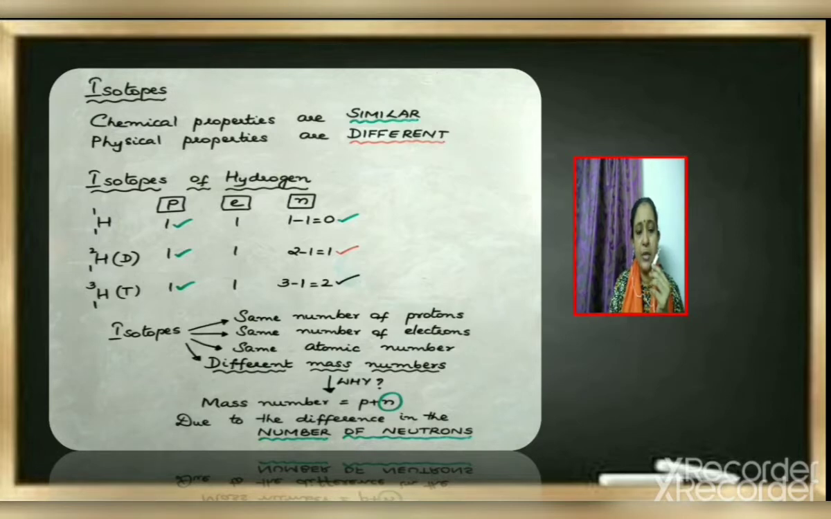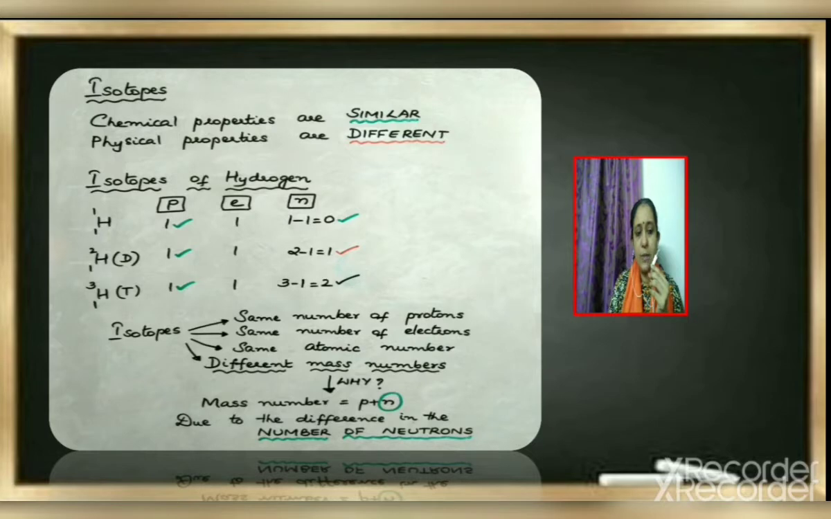Now consider deuterium H 1 2. Atomic number is equal to 1. So here in this case also number of protons will be equal to 1 and number of electrons is also equal to 1. What about the number of neutrons? Mass number minus atomic number will give the number of neutrons. So 2 minus 1, which is equal to 1. So H 1 2 has 1 neutron.